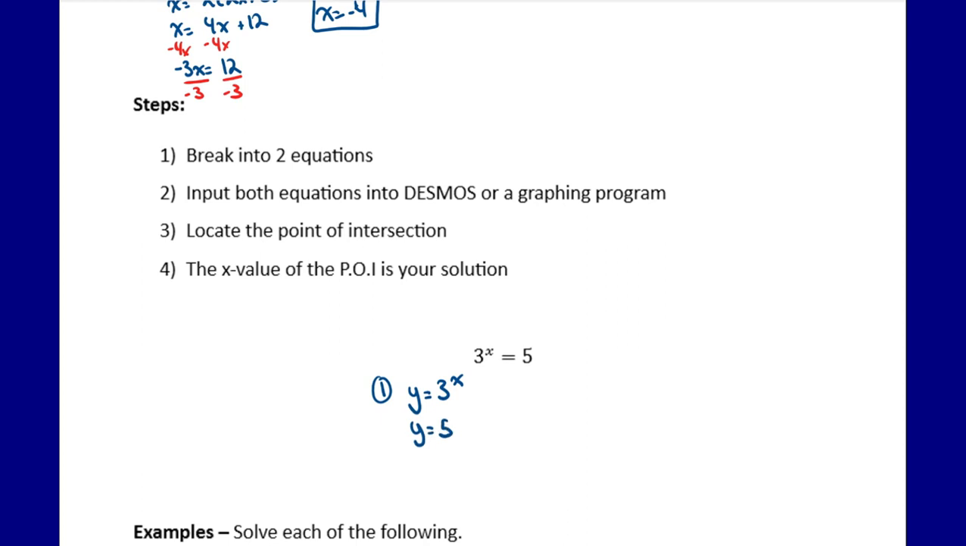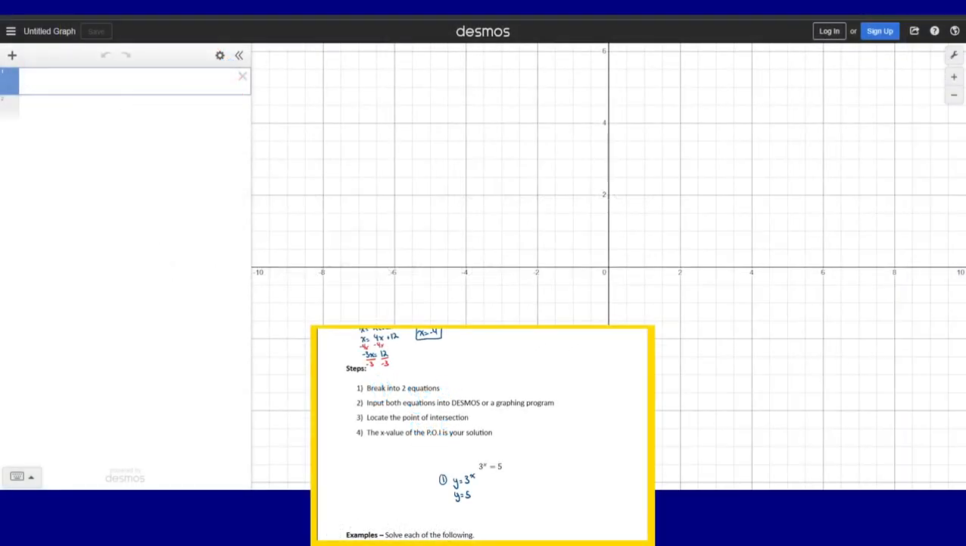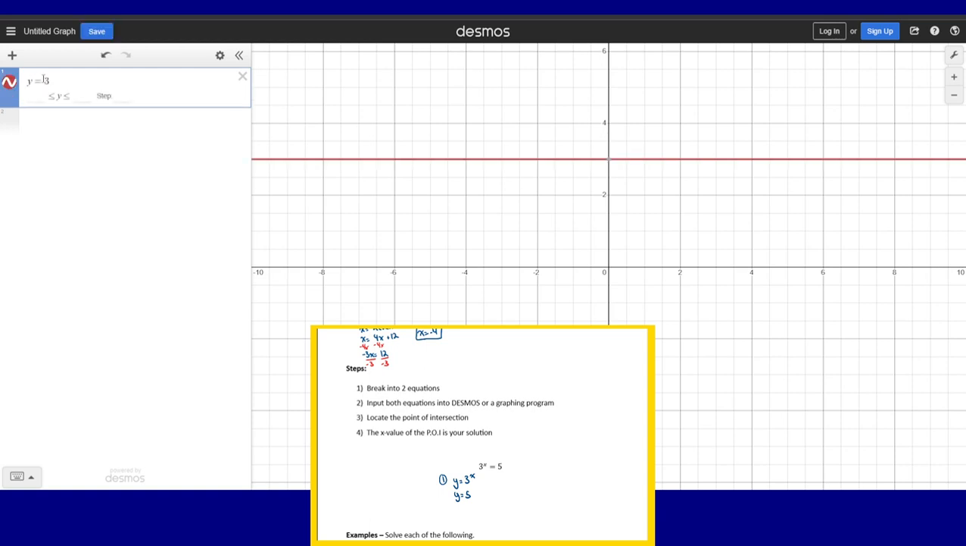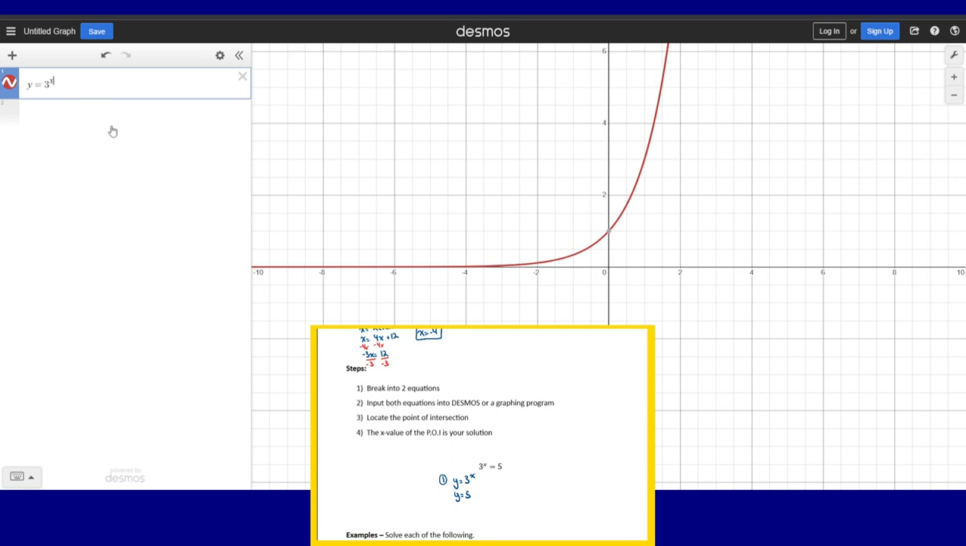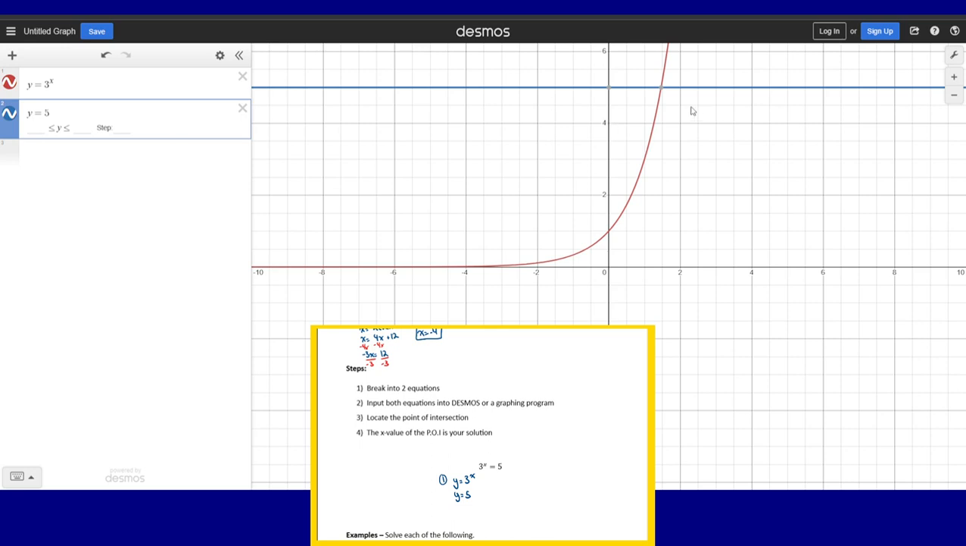Now I'm going to put those two equations into Desmos. If you're not familiar with Desmos, you go to desmos.com, click to access the graphing calculator, and you get something that looks like this. I'm going to enter my first one, y equals 3 to the power of x, and we get our graph. Then the second one, y is equal to 5, and we have our graph. We have our two curves.